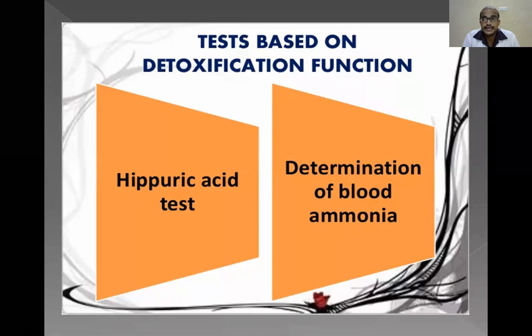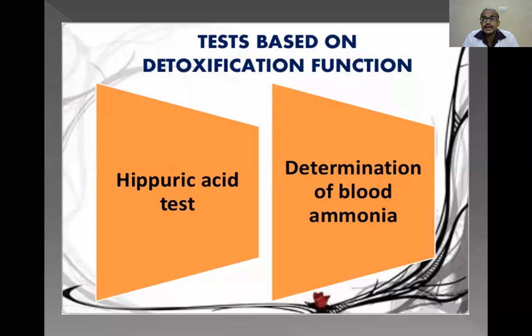So, tests based on detoxification function. We know phase 1 and phase 2 reaction detoxification takes place in the liver. To assess whether the detoxification function is normal or not, we will be doing the hippuric acid test and estimation of blood ammonia. Hippuric acid is an acid released in the detoxification process. So by estimating the hippuric acid, we can assess whether the functioning is normal or not. Similarly, estimation of blood ammonia. We know how we are getting the ammonia.